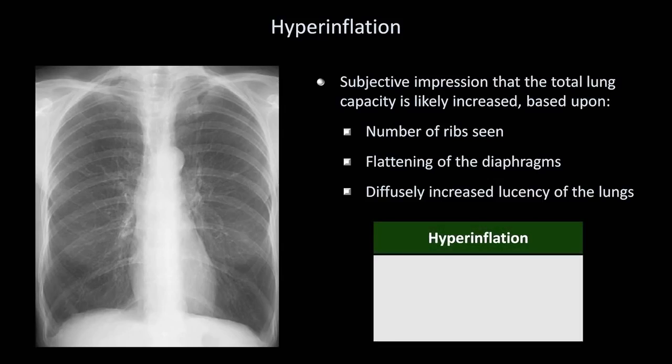Hyperinflation has a very short and specific differential diagnosis. It is most commonly seen in COPD. It can also occur occasionally in asthma, but only during acute exacerbations.